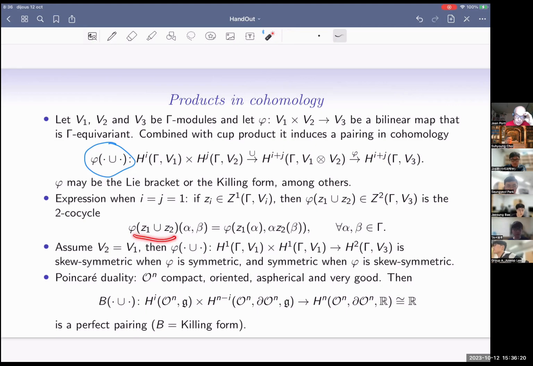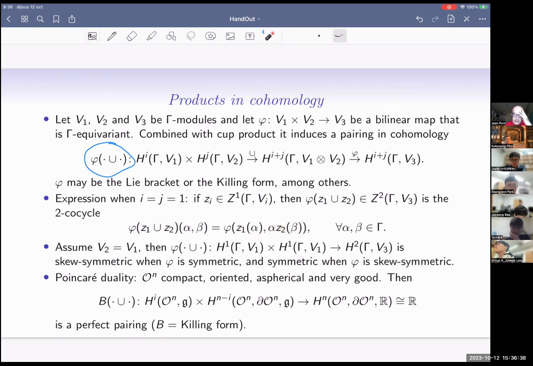This product is a two cocycle, so it maps... sorry, it's a two cochain. In fact, it's a two cocycle. It maps a pair of elements of the group here to Z1 of alpha, Z2 of beta, but here alpha is acting here.